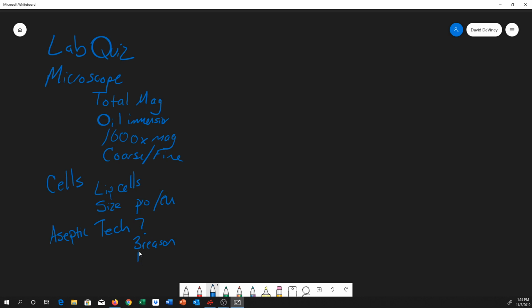Why is it that we flame the lids or the loops when we're doing aseptic technique? What's the purpose there? What's the proper way to store plates? Which, judging by the last lab, a lot of you still haven't figured that out yet, so think about that some. And then here's where I would probably ask you a question like, how is it that you transfer media from, or a bacterium from one thing to another? So from a slant to a broth, or from a broth to a plate, or whatever.